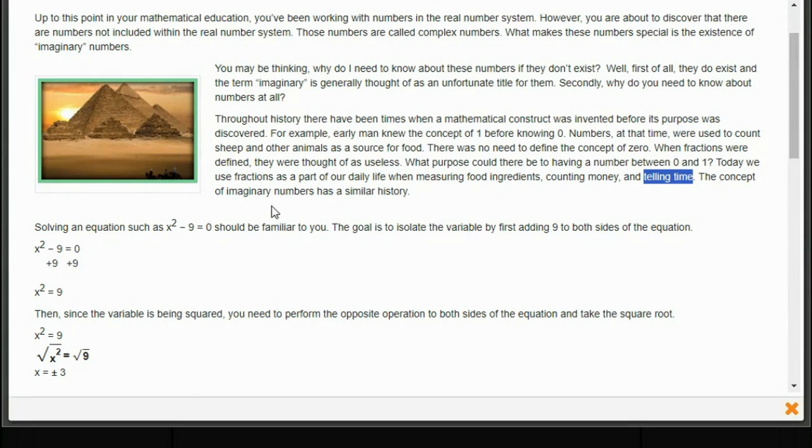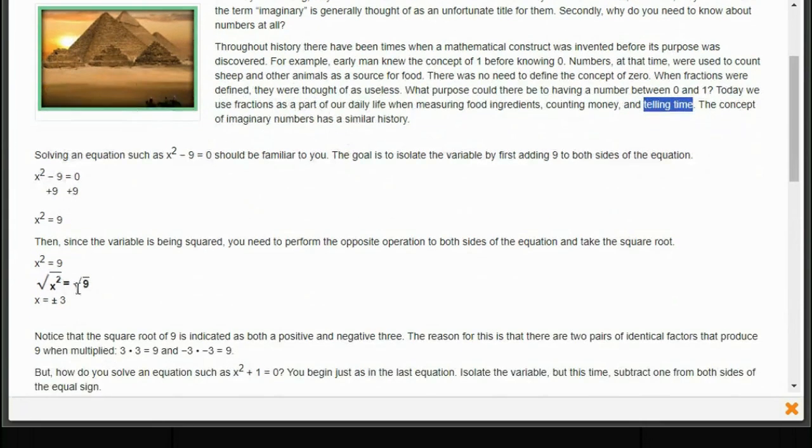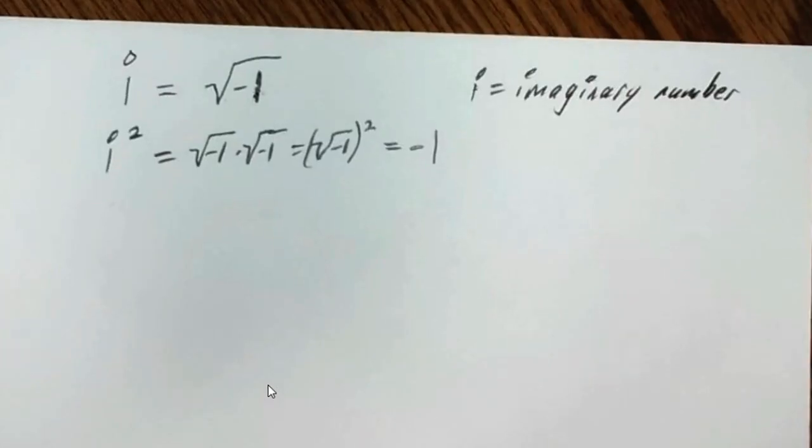So the concept of imaginary numbers has a similar type of history. When we solve an equation like x squared minus 9 equals 0, we can do that. You have to move the 9 to the other side. You get x squared equals 9. And then you take the square root of both sides. So x equals plus or minus 3. Let's play with that a little bit in our paperwork here.